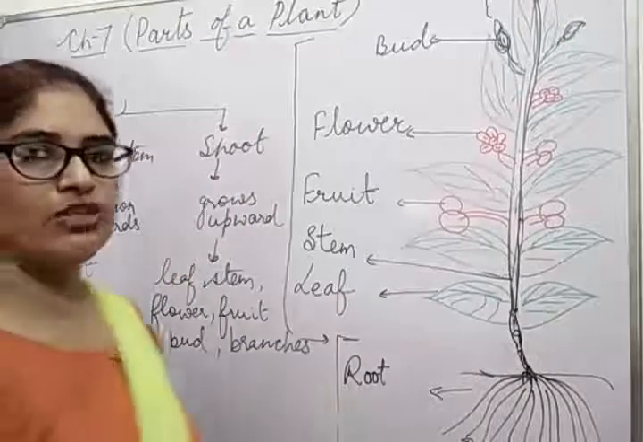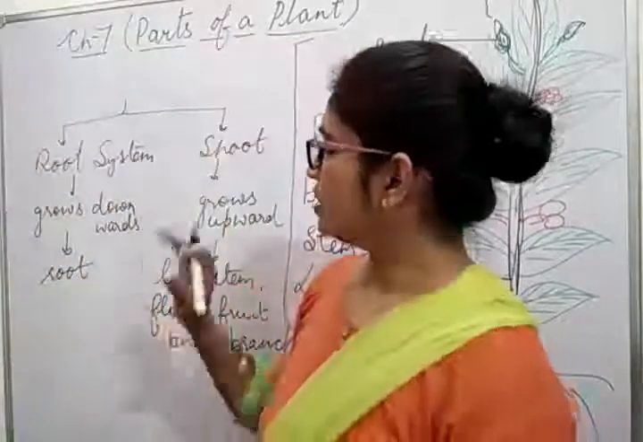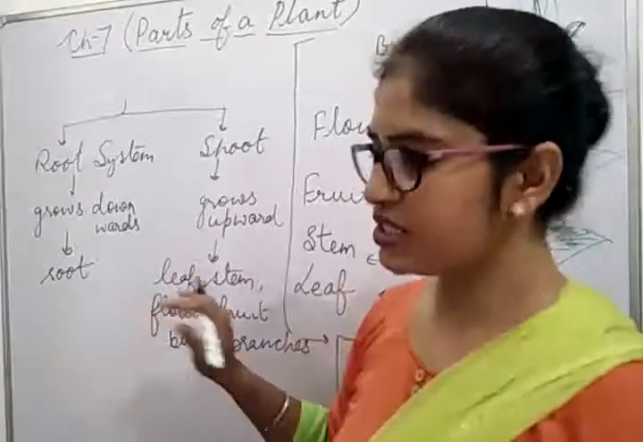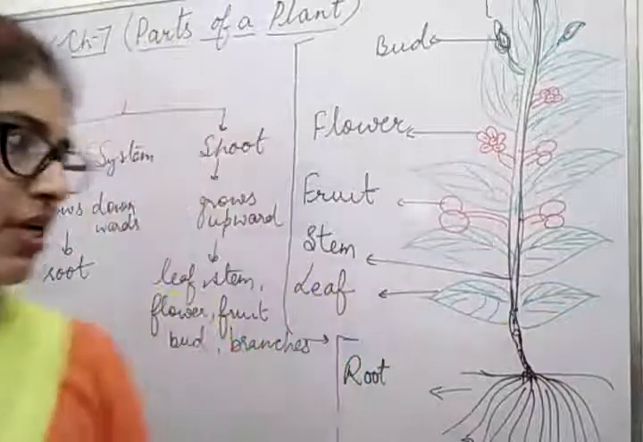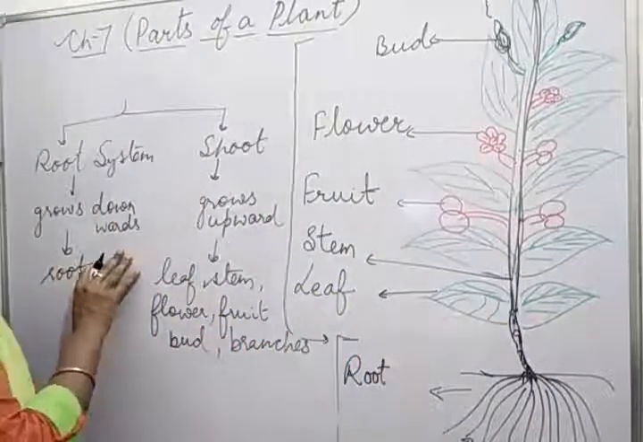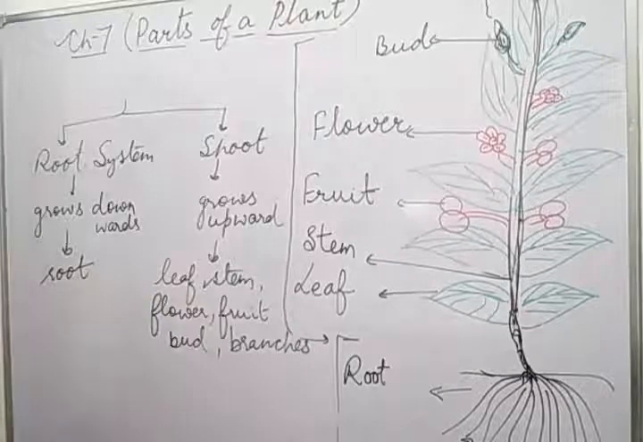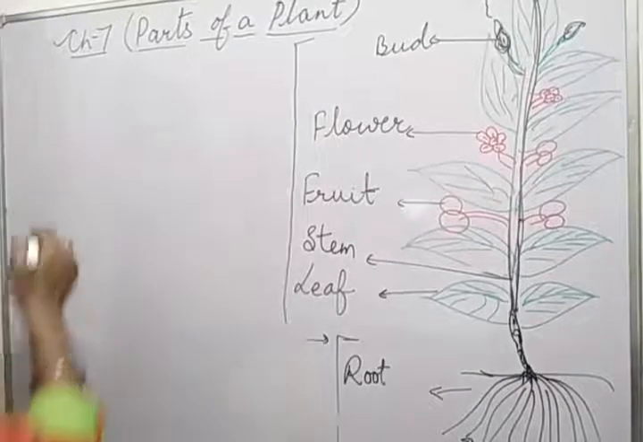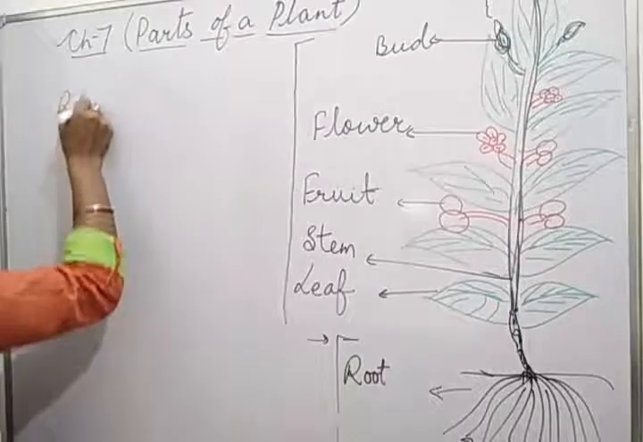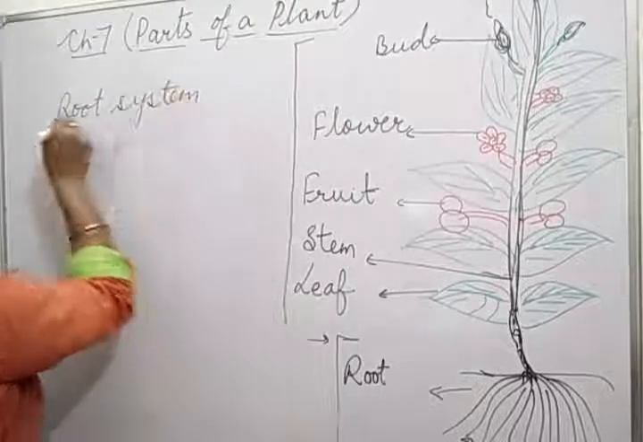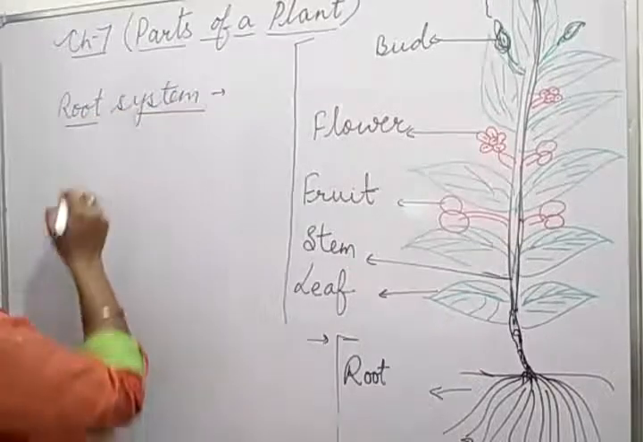Now first of all, children, we will study about the root system. सबसे पहले हम root system के बारे में पढ़ेंगे. Root system क्या होता है? So children, you know that the part of the plant which grows under the soil is called the root system. I am writing here the definition of root system.